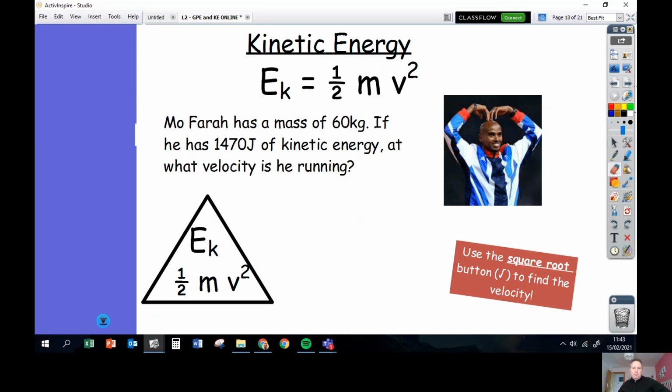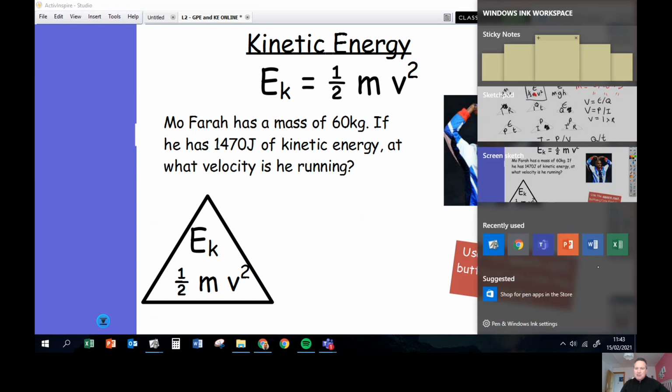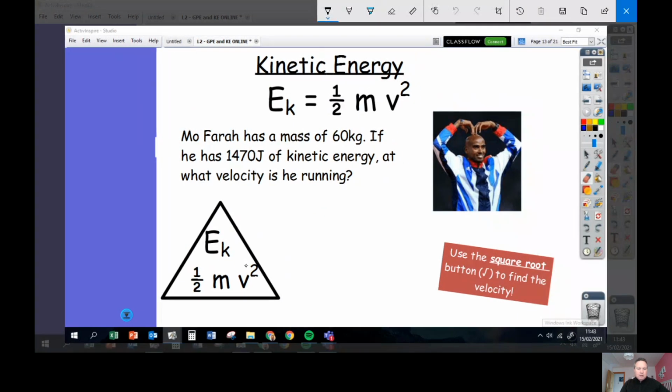A rearrangement could be an example like this. Mo Farah's got a mass of 60 kilograms. If he's got 1,470 joules of kinetic energy, at what velocity is he running? Okay, let's have a look. So I need to do my rearrangement, v squared. So v squared is the energy divided by a half times the mass.